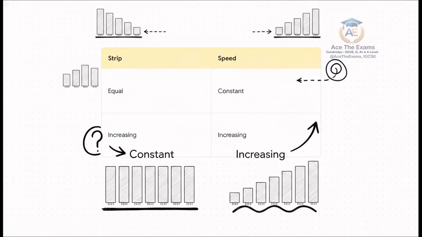Let's look at a tape chart analysis. When you arrange your 10 tick strips side by side so the bottom of each is on a flat horizontal line, a very clear pattern emerges. If they are all equal length strips, your scientific conclusion is constant speed. Why? Because the distance traveled in each 0.2 second interval remained exactly the same. But if you see increasing length strips, well, the distance covered in that same exact time interval is growing. Therefore, the conclusion must be increasing speed.